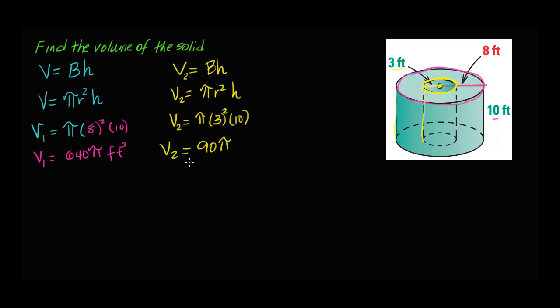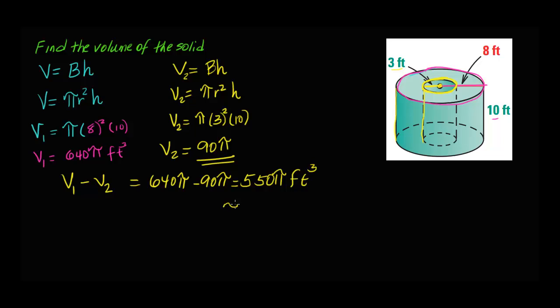Okay, now I have the two volumes. Remember we said that this small yellow volume we are going to remove from inside of this cylinder. So to remove that mathematically, I need to take volume 1 and subtract volume 2 from it. That means 640 pi minus 90 pi. That gives you a total of 550 pi cubic feet, and with your calculator you can approximate this to 1,728 cubic feet.